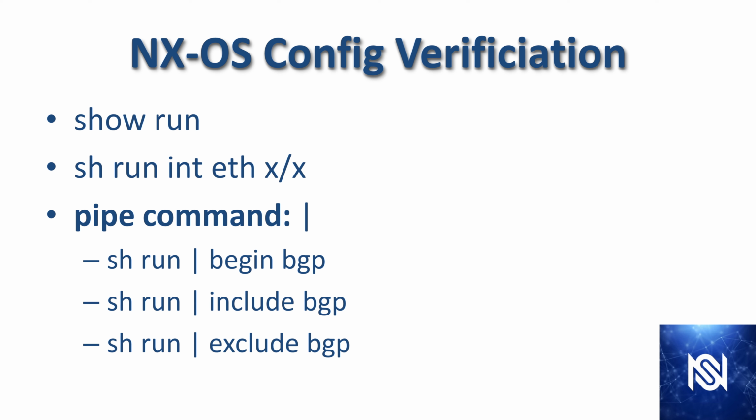And then the last operator that I have there is exclude. So you could do a show run, but exclude BGP. That would show you all lines that do not have BGP.